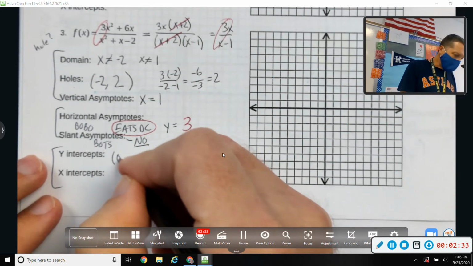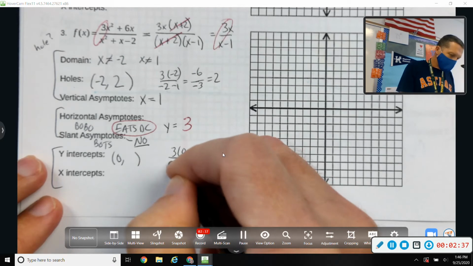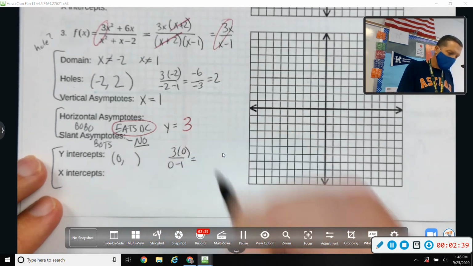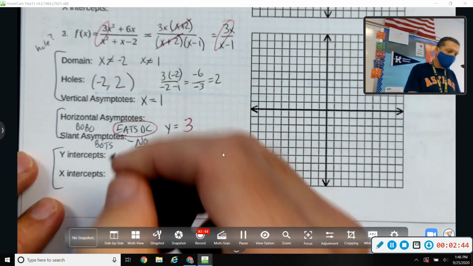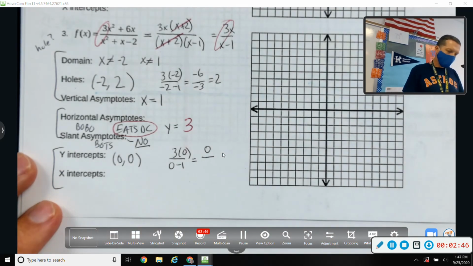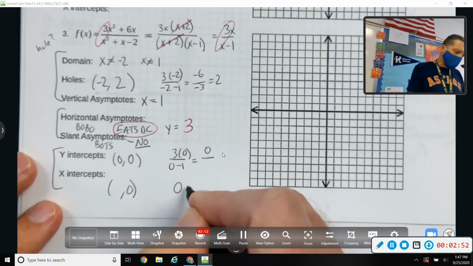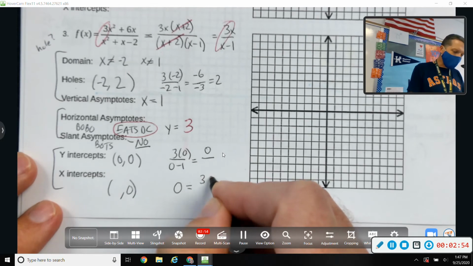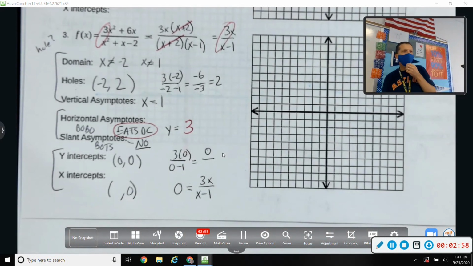Y-intercept means set x equal to 0. Well, 3 times 0 is 0. 0 over whatever doesn't matter is going to be 0. And that does mean the x-intercept is going to be 0. But if you're not sure, plug 0 in for y and see what happens. Because it's the origin, so it's an x and a y-intercept.